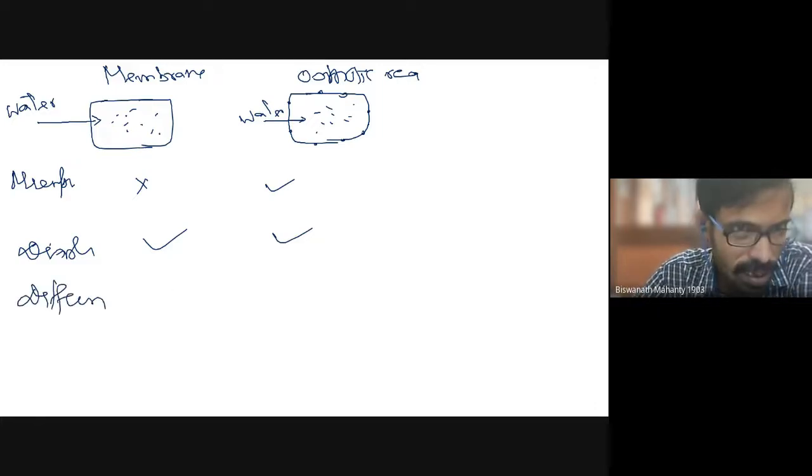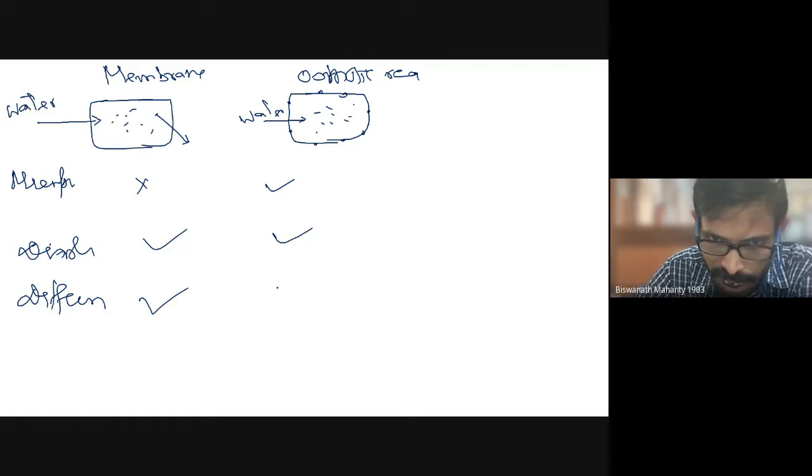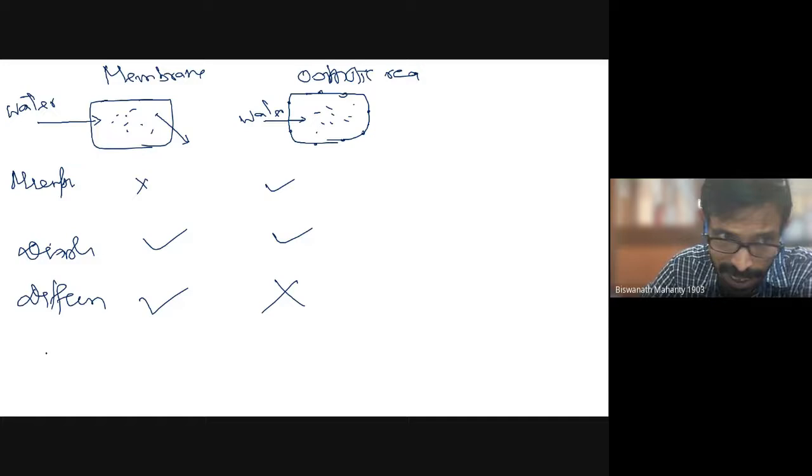So here, in case of membrane, what will happen? The dissolved drug will come out, so diffusion is yes. Here, the dissolved drug will not come out, so diffusion is no. So find the basic difference. The last one is release.